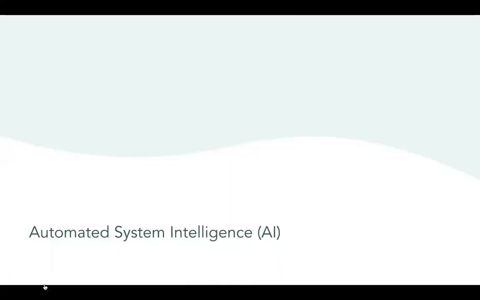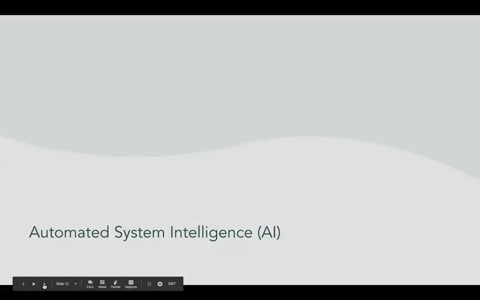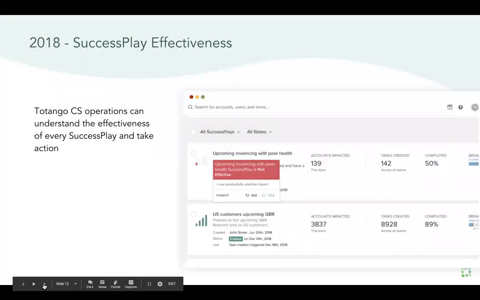Lastly, for 2018, we started our journey with automated system intelligence. There are many capabilities in Totango that already provide you today with automated system intelligence that we are not even aware of. That just happens behind the scenes. But this year, we also added capabilities to enable you to understand whether the success plays that you have defined for your customer success managers towards your customers are actually effective.